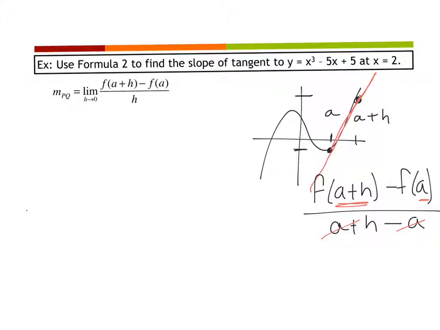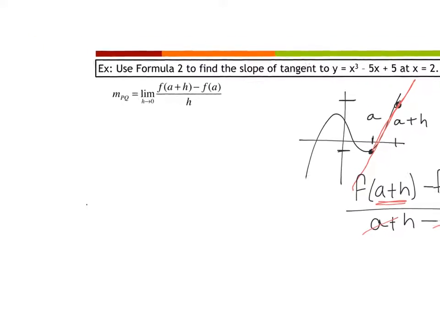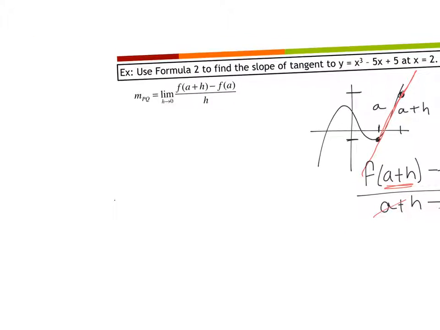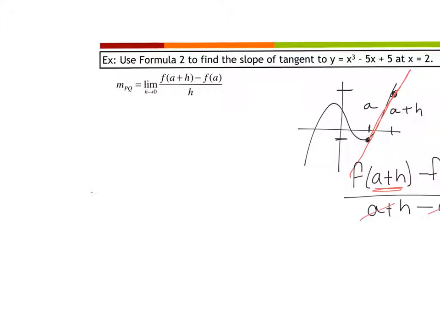But that formula is just slope, just the same way that the other formula is just slope. Sorry, I was trying to get rid of that picture, but I guess I can't. Okay, so at x equals 2, we want to find this limit.